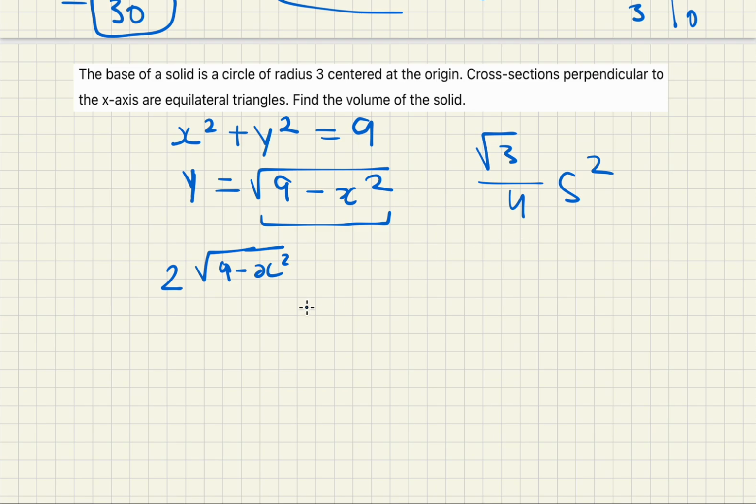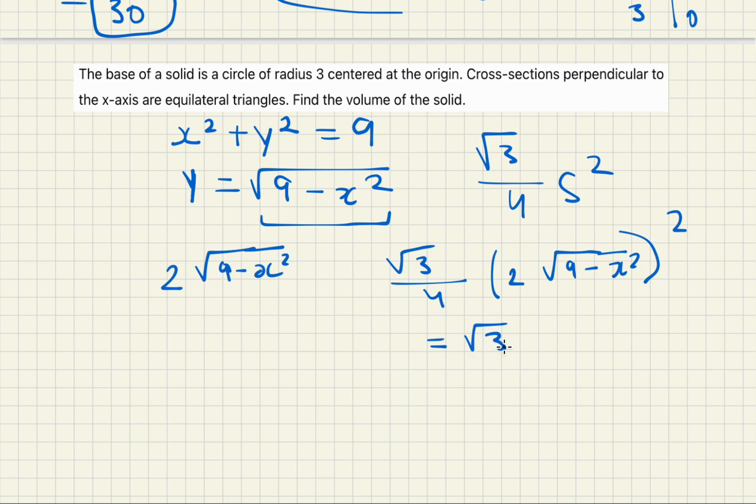Right? And so now we can input this into our function: square root of 3 over 4 times 2 times the square root of 9 minus x squared, the whole squared. And so now all we need to do is expand this a bit, and we get something along the lines of square root of 3 times 9 minus x squared. So that's what we get when we expand all of this.